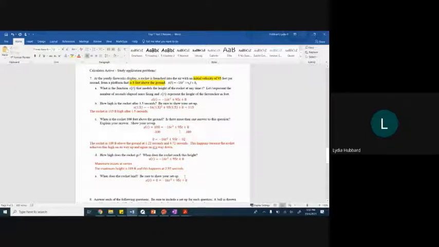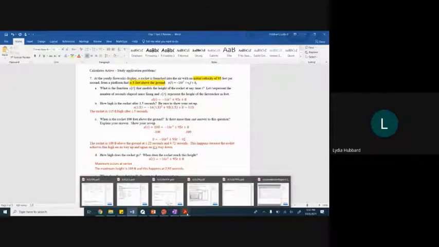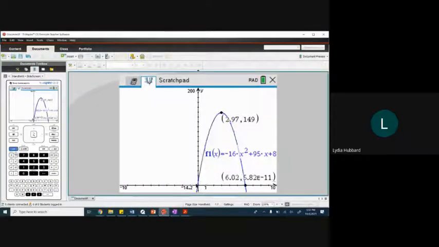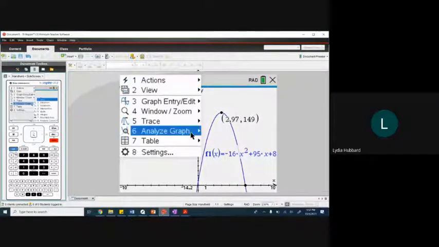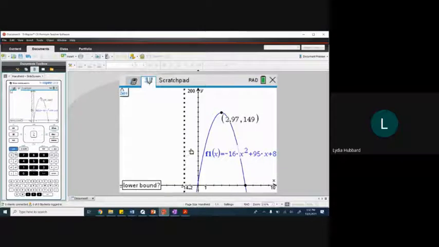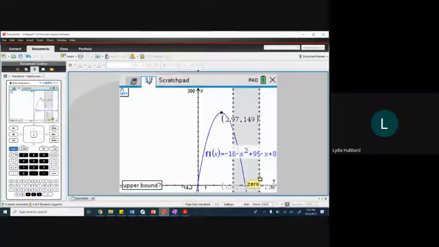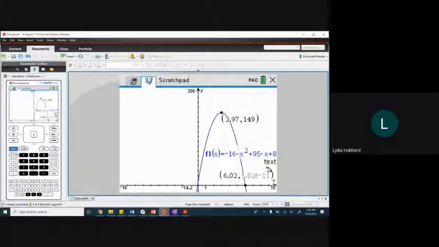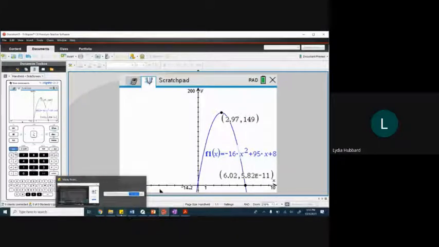So what we want to find here is the zeros of that original equation. We don't need to find the zero on the negative side because we can't have a negative time. That's not the way the world works. Instead, we want to find it on the other side. I'm going to delete this even though I know it's already there, just to show you how I would find that. So I go to Menu, Analyze Graph, I click Zero. Again, left side of that zero, right side of that zero, and there it is. We're getting, again, 5.82 times 10 to the negative 11th, but that's close enough. So this is occurring at 6.02 seconds.